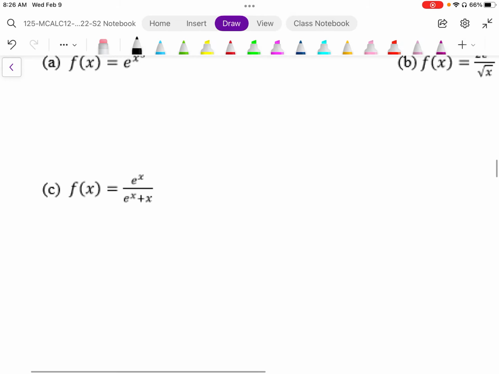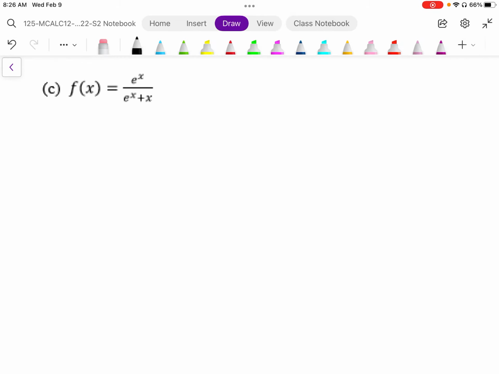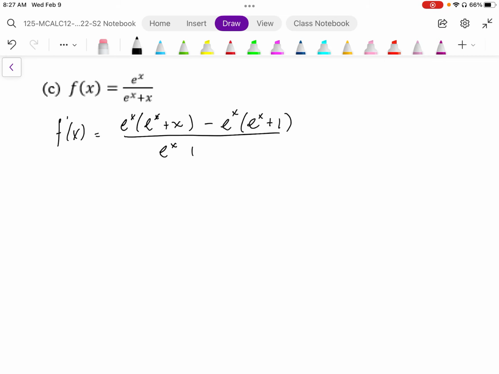C, we're looking for the second derivative. So we're going to first of all differentiate once. Differentiating this once, I'm going to end up using the quotient rule. So I'm going to differentiate e to the x. I'm not going to differentiate the denominator, minus e to the x, and differentiating the denominator, I get e to the x plus 1. Okay, and that's all over e to the x plus x all squared.